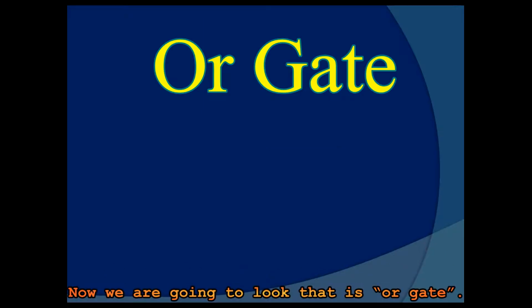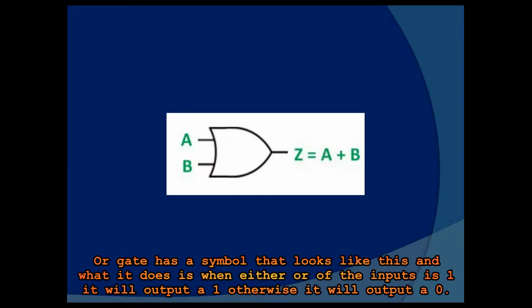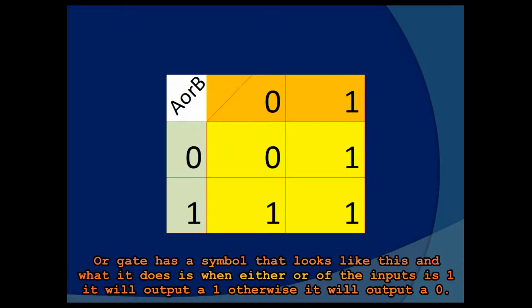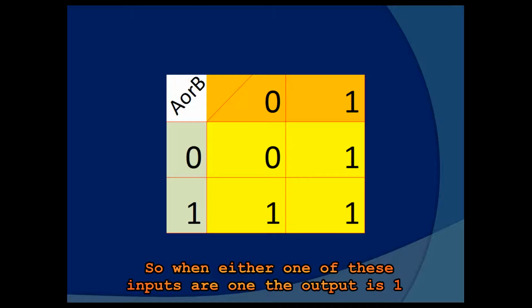Now we are going to look at the OR gate. The OR gate has a symbol that looks like this, and what it does is, when either of the inputs is 1, it will output a 1, otherwise it will output a 0. So when either one of these inputs is 1, the output is 1.